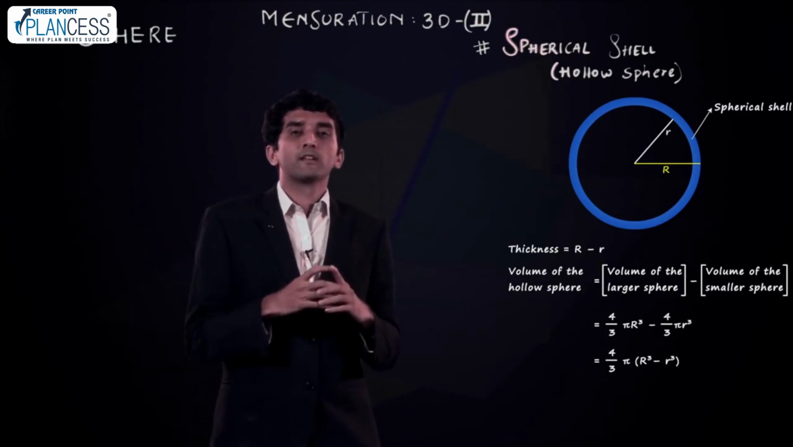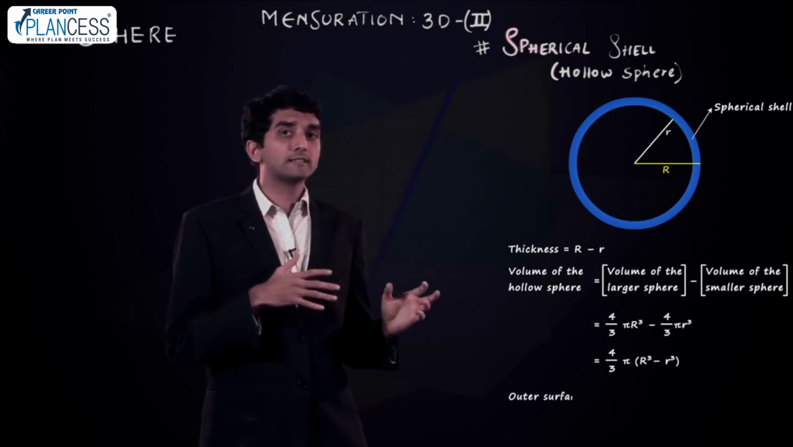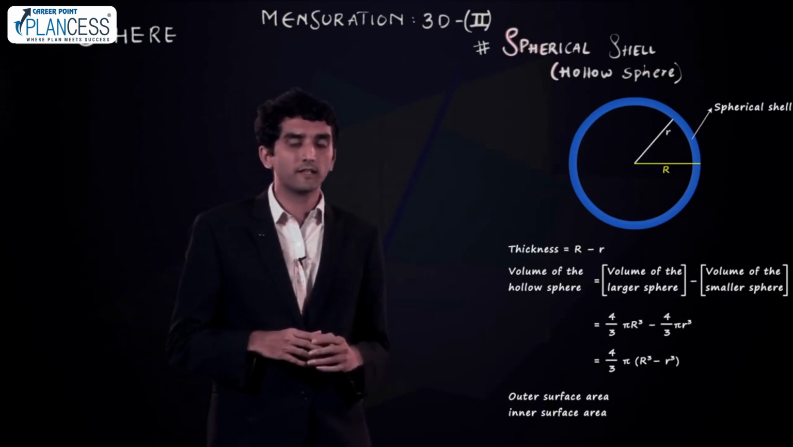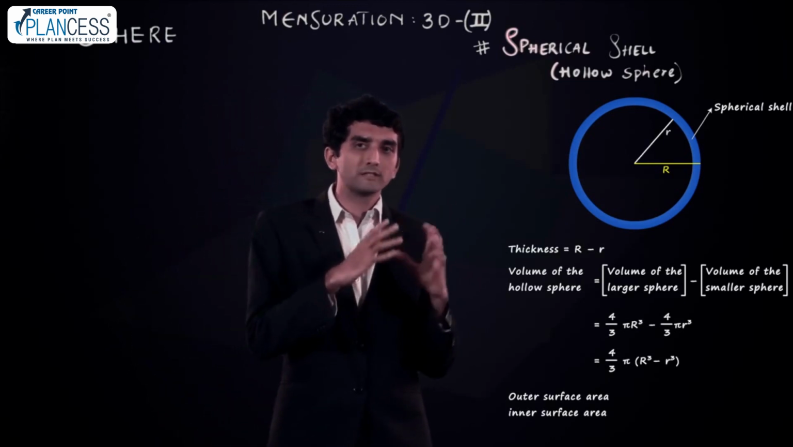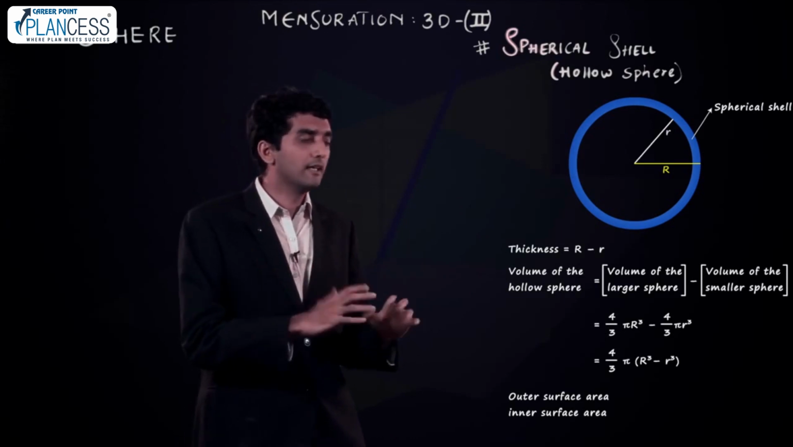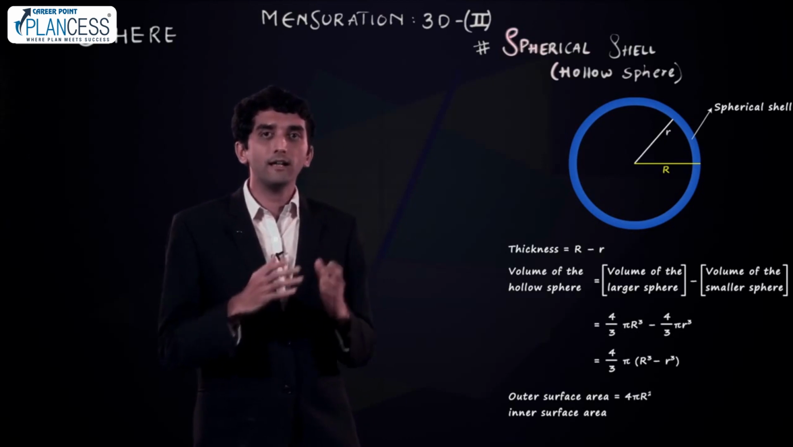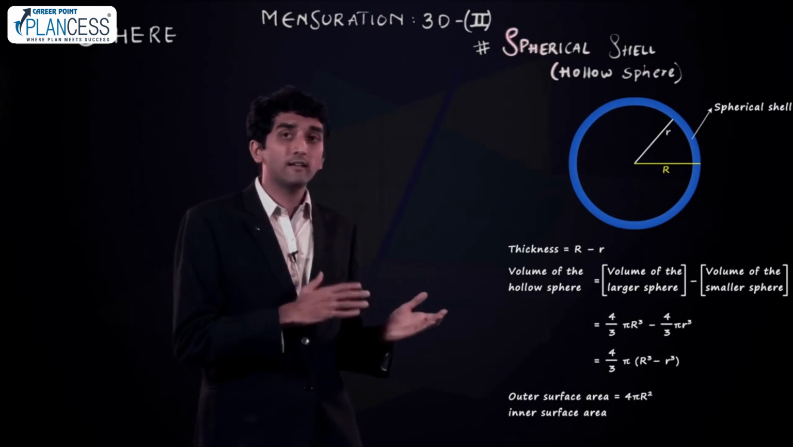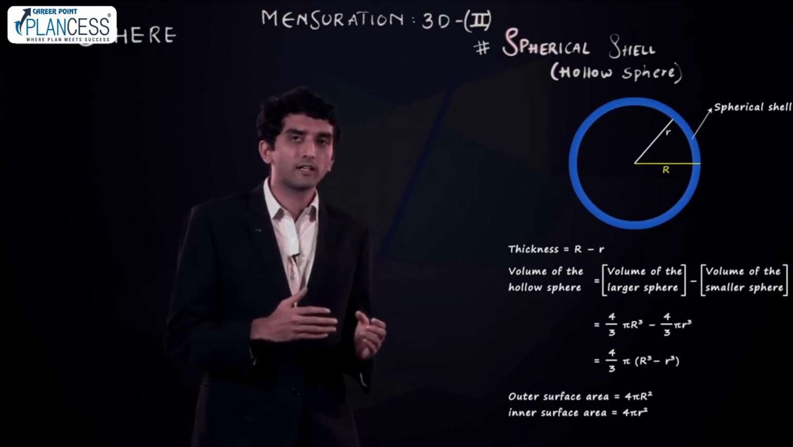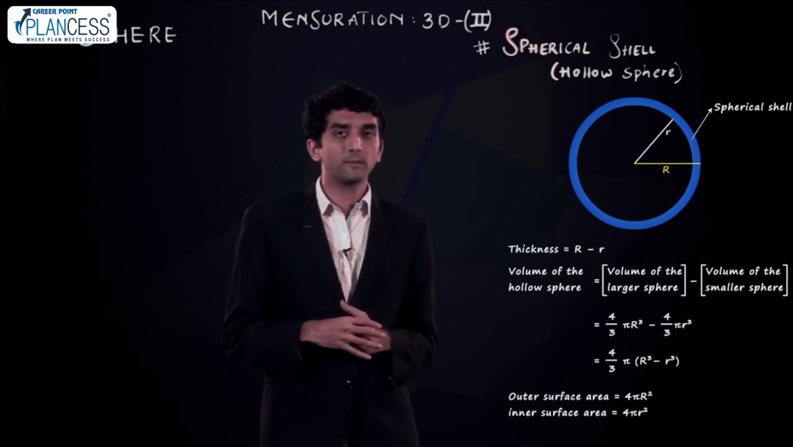Moving forward, there will be two surface areas for this spherical shell. One is the outer surface area and one is the inner surface area. Very naturally understood, because this spherical shell has an outer body and an inner body, right? So the outer surface area is going to be 4 pi R square, and the inner surface area is going to be 4 pi r square. So these are again a couple of important formulas for the spherical shell.